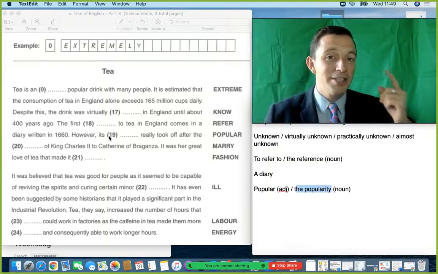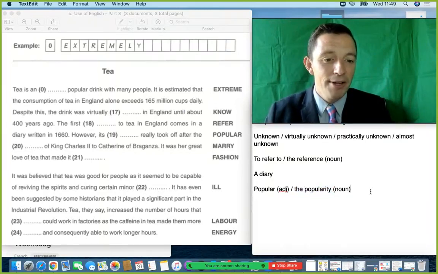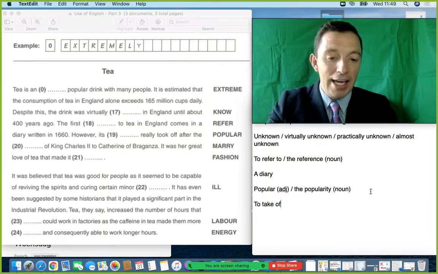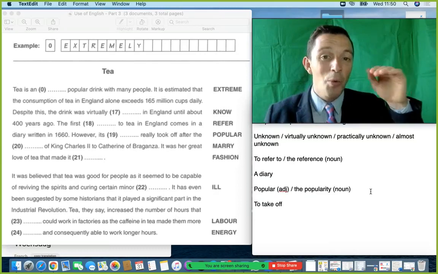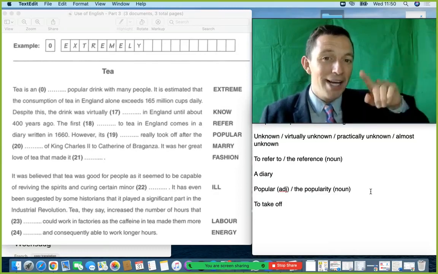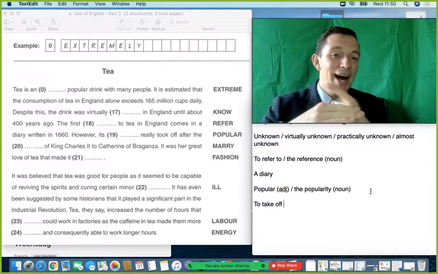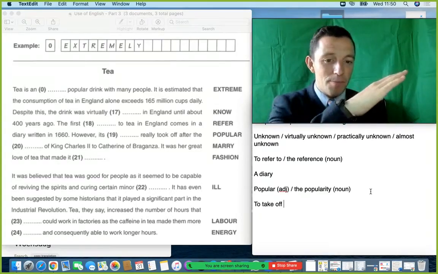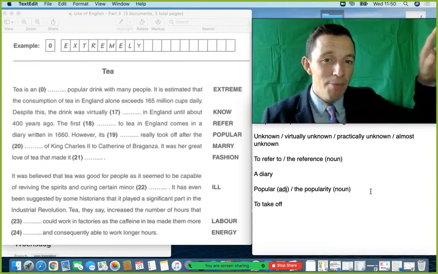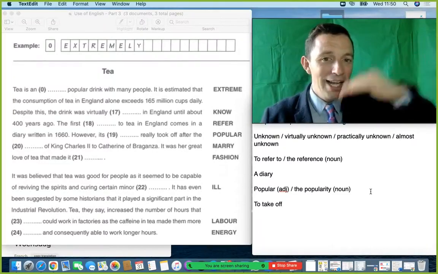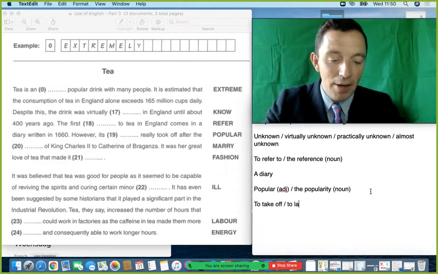The next expression is very important, the verb to take off. Okay, and it's typical with the aeroplane. When the aeroplane departs, or when the aeroplane leaves the airport, we say the plane in the past took off. Okay, so the take off is typical for the aeroplane. The opposite is to land. Okay, so the take off and to land.